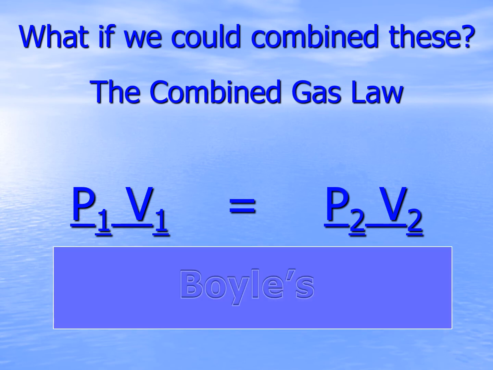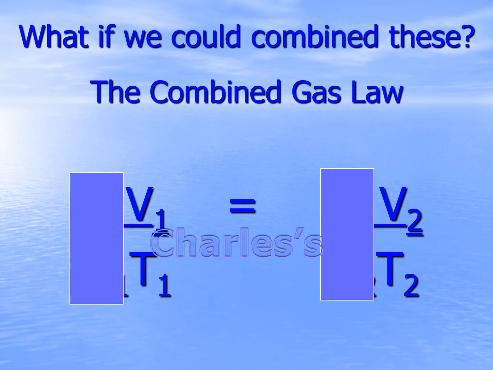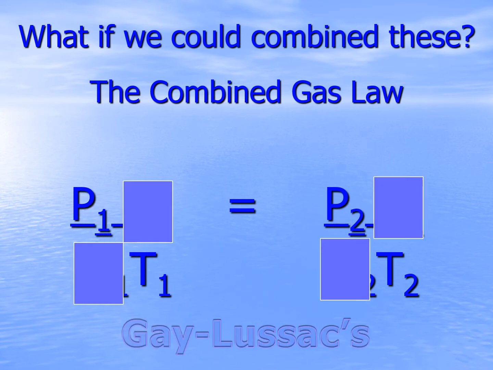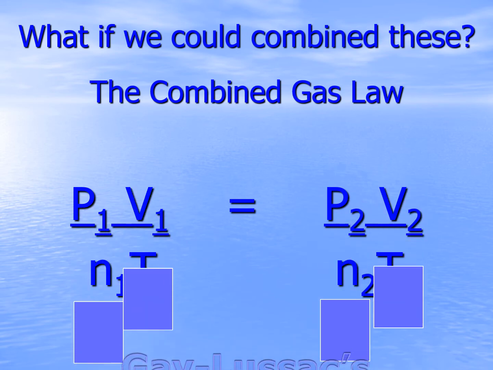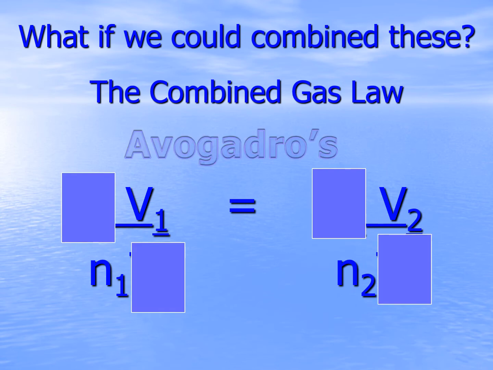Like if moles and temperature are constant, you've got Boyle's law. If pressure and moles are constant, you have Charles' law. If volume and moles are constant, there you go, Gay-Lussac's law. And if pressure and temperature are constant, you have Avogadro's law, V1 over N1 equals V2 over N2. So the combined gas law simplifies down to give you the other gas laws. Plus, it allows you to vary all the variables, or 3 out of 4 variables instead of just 2.